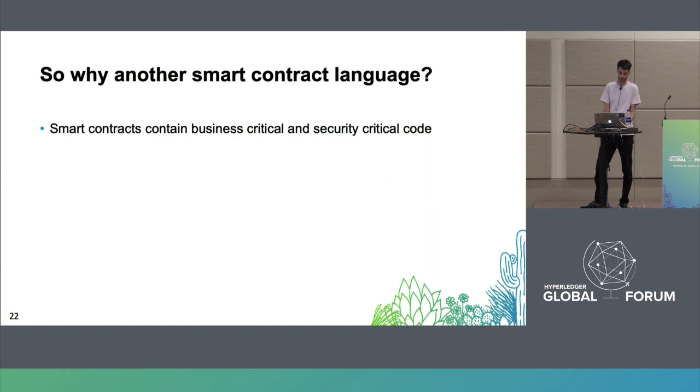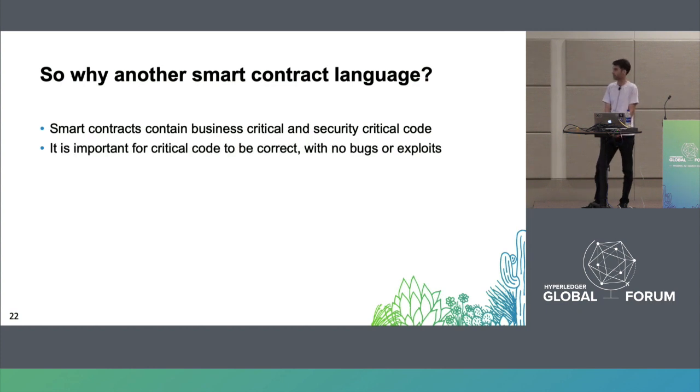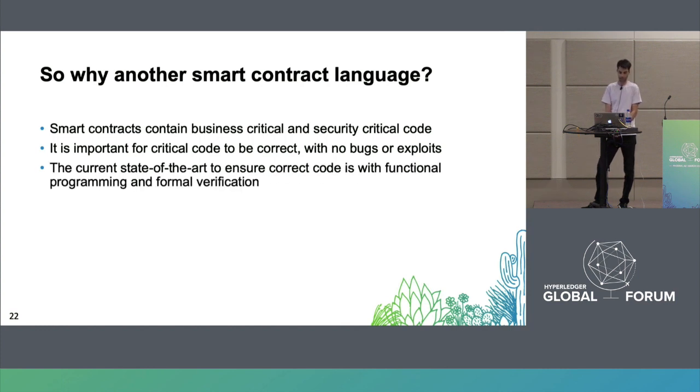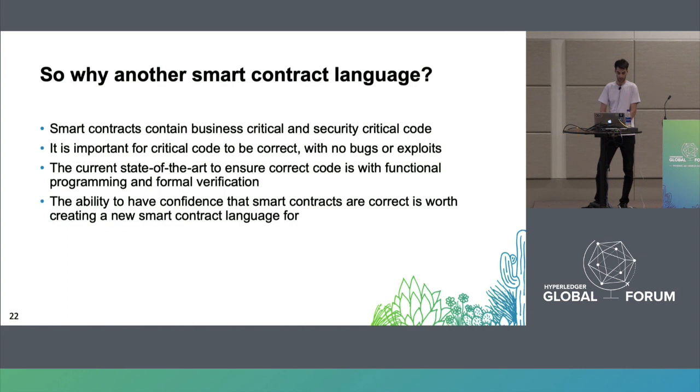for Hyperledger Fabric. So hopefully by now I've convinced you that smart contracts contain business critical and security critical code, and therefore it's important for them to be correct, and correct means no bugs and also no exploits. The current state of the art for ensuring correct code is functional programming and formal verification. And the ability to have confidence in smart contracts, confidence that they are correct, we believe is worth creating a new contract language for.